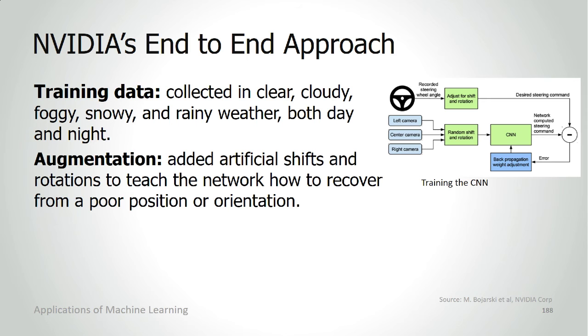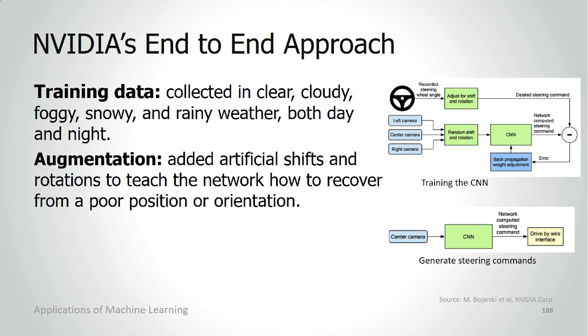Now, once that's all done, after you've trained the neural network, the network software is loaded into the computer on the car. The center camera is recording, the data is fed into this neural network, and out comes the network's computed steering command, how the car should steer. That's fed into this drive-by-wire interface, and that's how the car drives. Okay, so it all seems pretty nice, right? No problems.